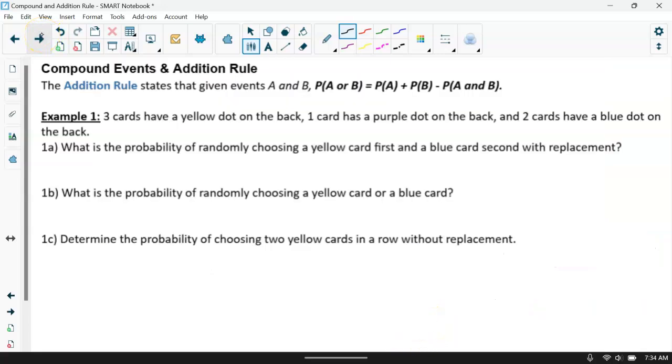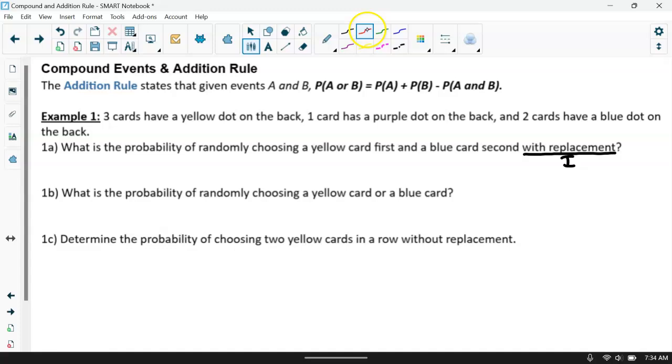So again, we're just adding that addition concept now to our probability events here. Whenever you have that addition rule where we're finding the probability of A or B, we add the two probabilities together, but then subtract the overlap, the "and." So like here in this example, 3 cards with a yellow dot, 1 card with a purple dot, 2 cards with a blue dot. What is the probability of randomly choosing a yellow card first and a blue card second with replacement? So this is 2 events that are independent.